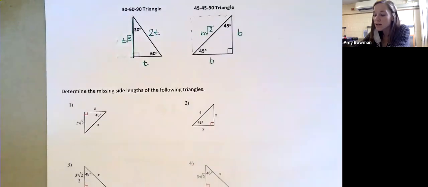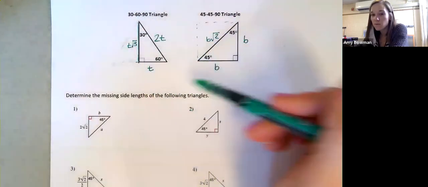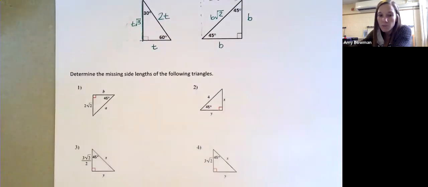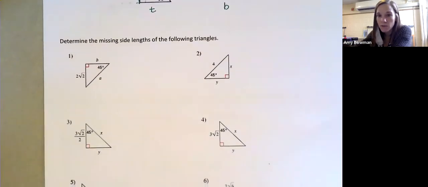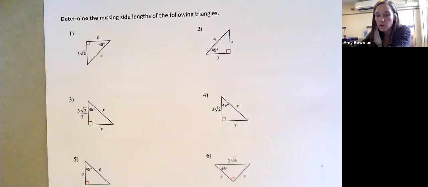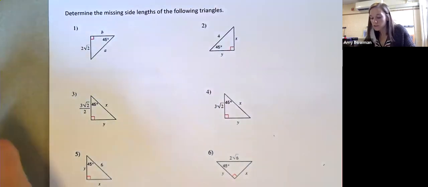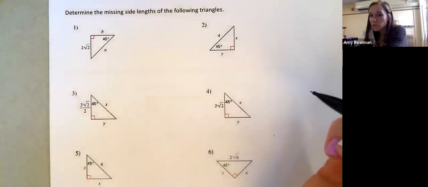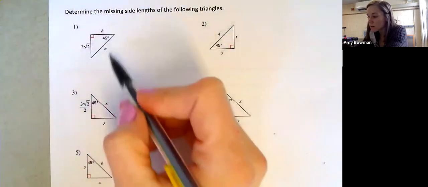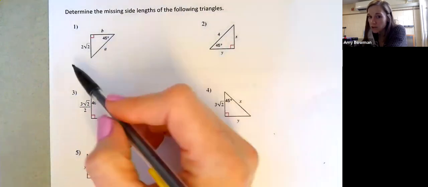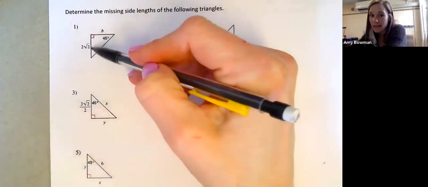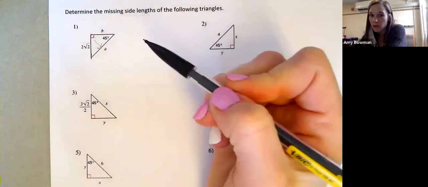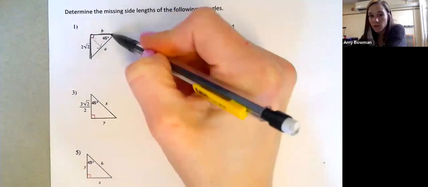So what I want you guys to do is use these facts to figure out the missing sides of all of these triangles on the page. I'm going to do a couple of 45, 45, 90 examples with you, and then a couple 30, 60, 90, and then have you guys finish. So this first one, 45, 45, 90 triangles are great because if you know one leg of the triangle, so the hypotenuse again is opposite of that right angle, if you know one leg, you automatically know the other leg.